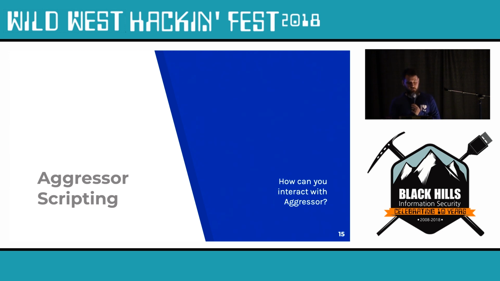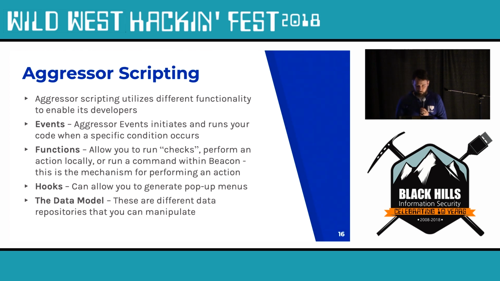All right, so Aggressor scripting. How can you interact with Aggressor and write some scripts up? Aggressor scripting utilizes different functionality to enable its developers. So let's talk about a few things that it has. Events, right? Aggressor events initiate and then run your code when a specific action occurs. And then functions. The functions allow you to run the checks based on those actions, right?